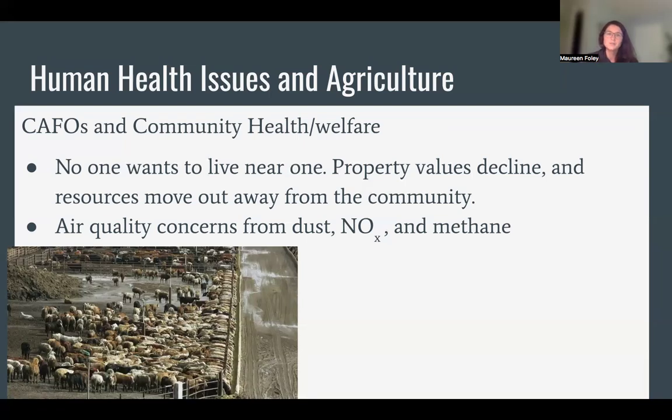First of all, people don't want to live near this. When a CAFO comes around and sets up shop, the property values of that area decline tremendously. People don't want to live there. They move away. The people who can't afford to move are left there. And as all the people move away, the resources move away, and the people who are left have fewer resources. They end up living in food deserts, and that has impact on their health. And then we also have air quality concerns from the dust that's created, from the nitrous oxides, and from methane.